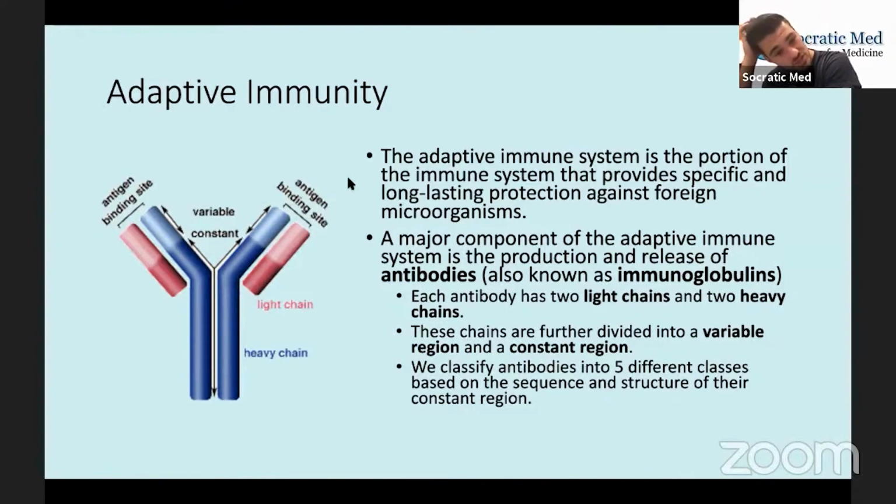This constant region remains constant for a specific antibody, but it changes depending on class. So there are 5 different classes. You would expect there to be 5 different types of constant regions. So there are only 5 constant regions, but the variable region will change for every single antibody that's out there because they have to attach to different antigens. So the chains are further divided, and we classify the antibodies into the 5 classes based on the sequence and structure of their constant region.